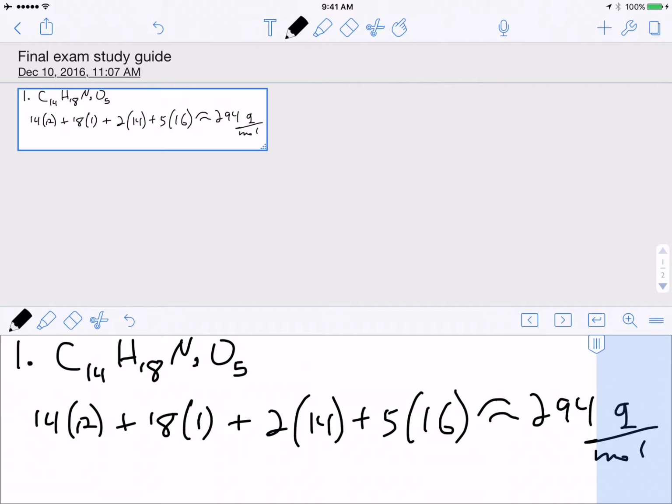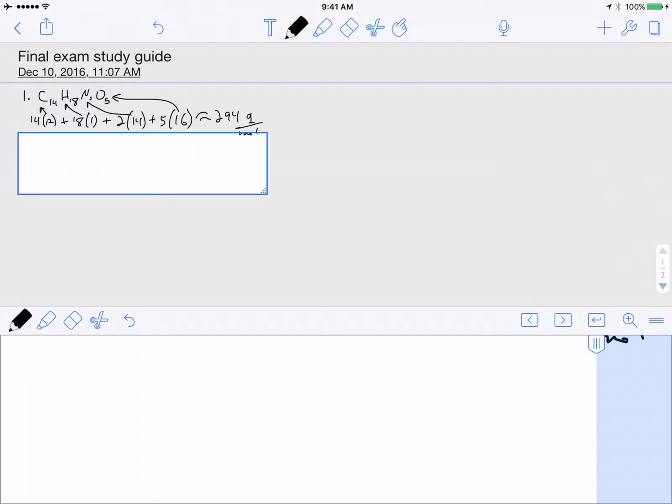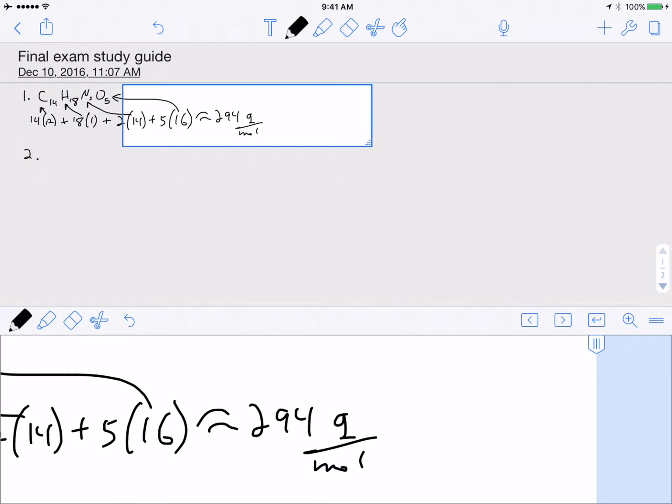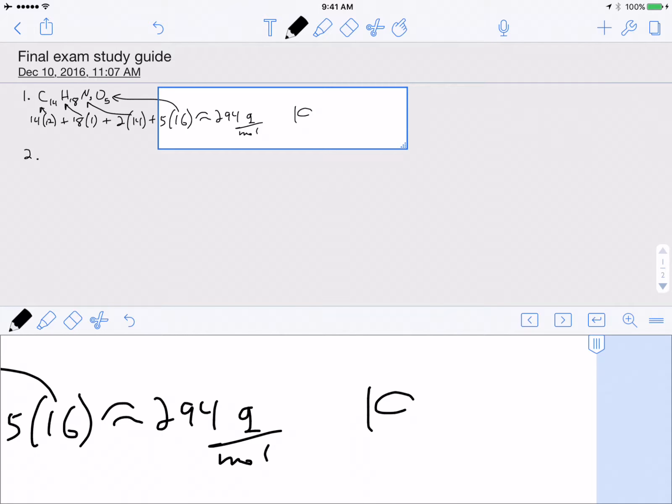So just to remember, we get this from over here, this goes to here, this goes to here, and this goes to here. Remember, this small number 5 indicates how many oxygens that we have. Therefore, we have to multiply that by each atomic mass of oxygen. Number 2. Oh, hold on. This is answer C.